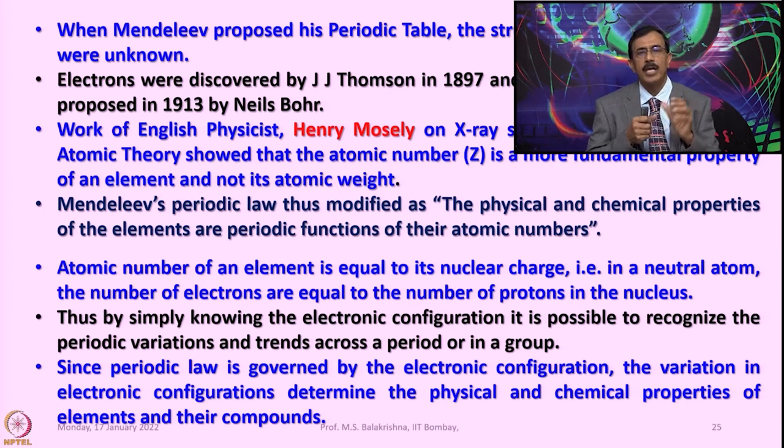Thus, by simply knowing the electronic configuration, it is possible to recognize the periodic variations and trends across a period or in a group. That means, you know how important the periodic table is for us to understand the physical and chemical properties and also predict their structural features, reactivity and also application in various aspects. Since periodic law is governed by the electronic configuration, the variation in electronic configuration determines the physical and chemical properties of elements and their compounds. And hence, it is very appropriate to say that the physical and chemical properties of the elements are periodic functions of their atomic numbers.